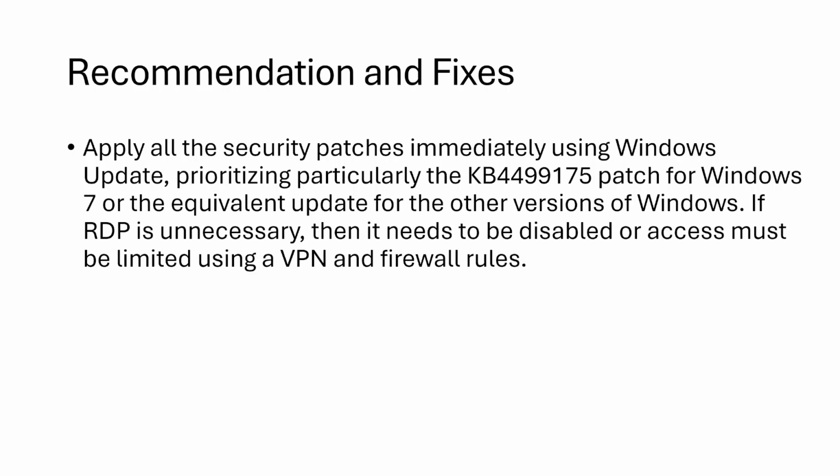Recommendations and fixes. Apply all the security patches immediately using Windows Update, prioritizing particularly the KB4499175 patch for Windows 7 or the equivalent update for the other versions of Windows. If RDP is unnecessary, then it needs to be disabled or access must be limited using a VPN and firewall rules.